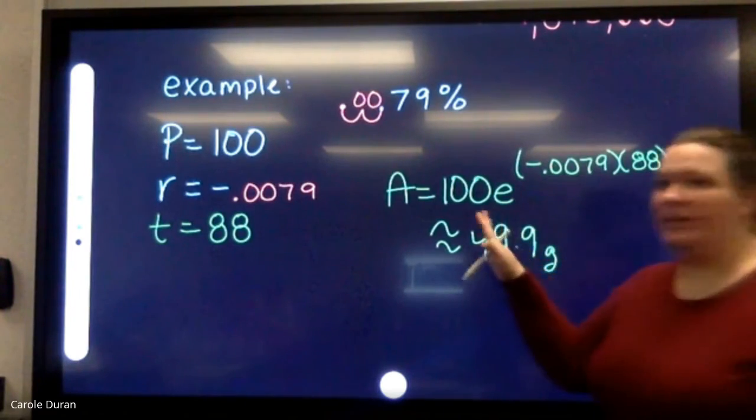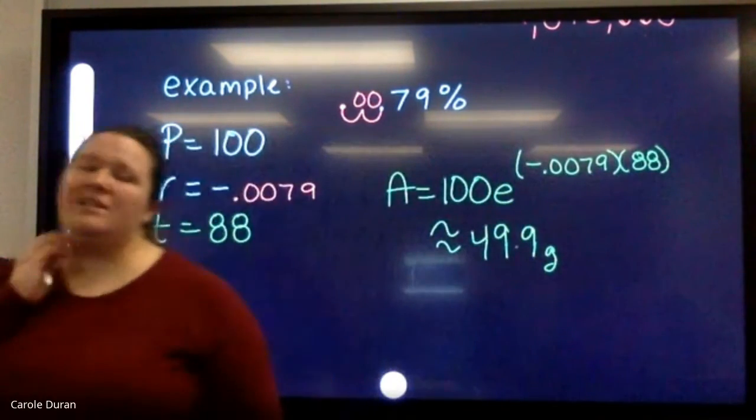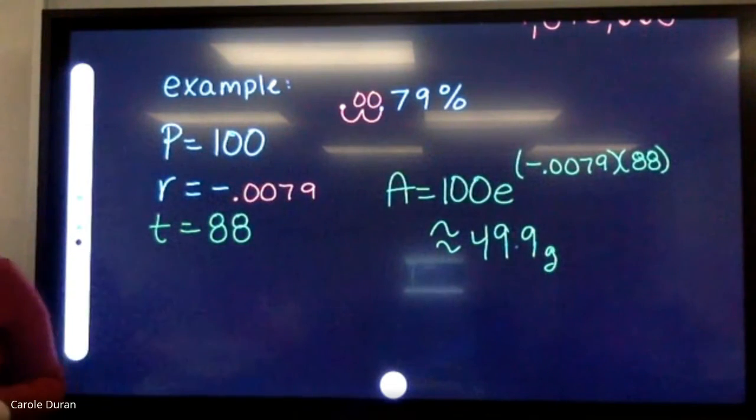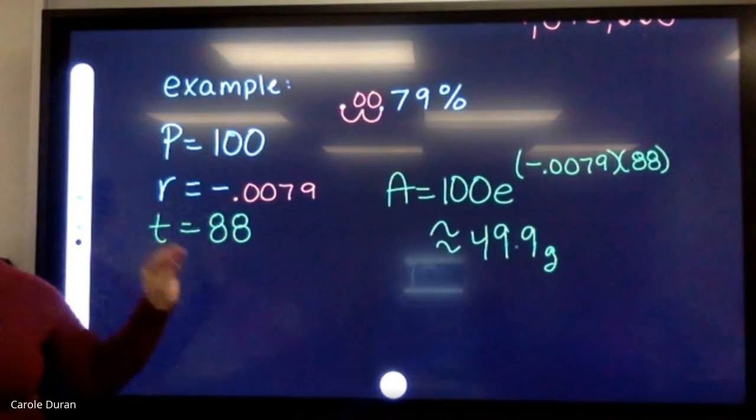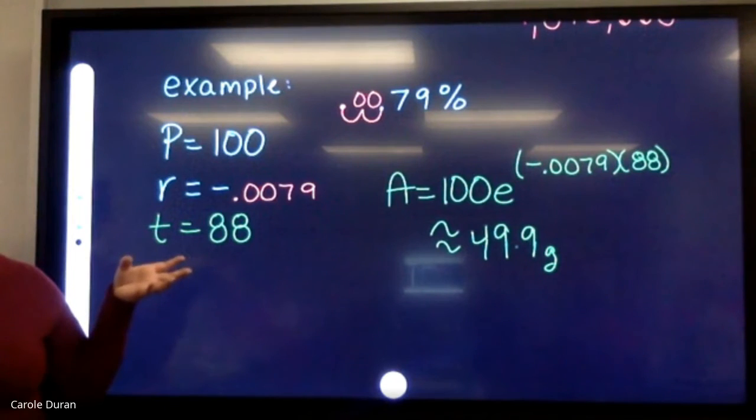Okay, so 49.9 was entirely correct, and it did lead me to generalize the half-life of this isotope. So there's more information than just the answer that you can pull out of these sometimes. Any questions on that one? We go home. No, we have one more.